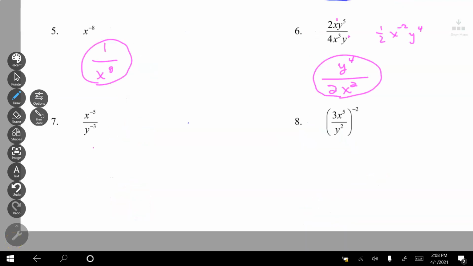And with this one, I see a fraction bar. x to the negative 5th is on the top. Now I go to the bottom, and y to the negative 3rd flips to the top.